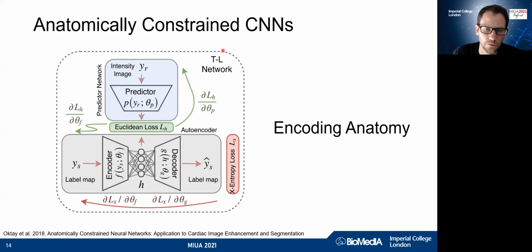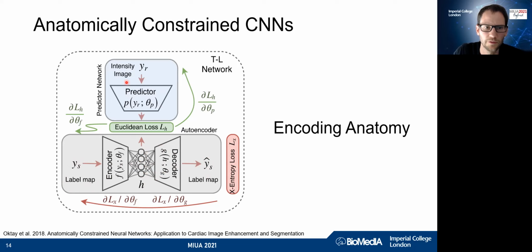So here, what we're using are so-called TL networks, which are basically a combination of two different networks that are trained jointly together. So on the bottom part, we have an autoencoder that takes in segmentation label maps, encodes them into a compact representation, a latent code H here. And from that code, we can reconstruct the original label map. So that's just an autoencoder that takes in label maps, computes a low-dimensional representation, and reconstructs the original label map.